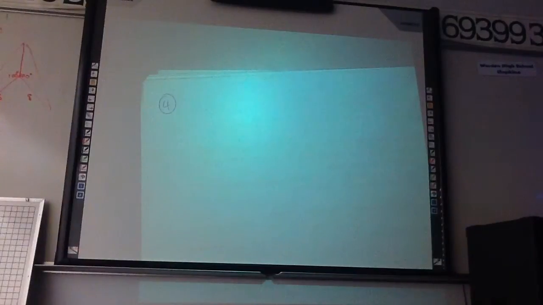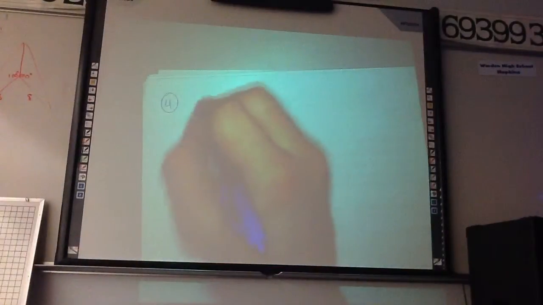First step is always draw a picture if there's one to be drawn. Assume that oil spilled from a ruptured tanker spreads in a circular pattern whose radius increases at a constant rate of 2 feet per second. So it's a circle. It's an oil spill that's a circle.